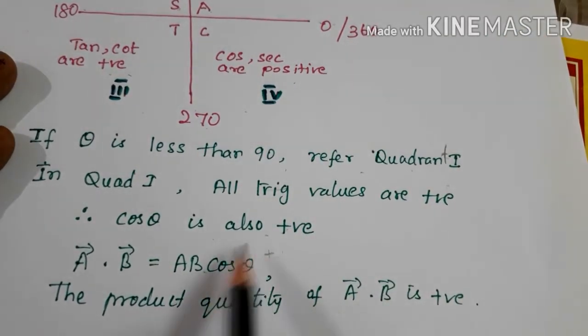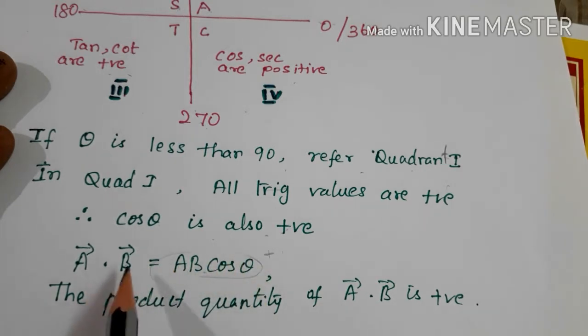In quadrant 1 all trigonometric values are positive. So cos theta is positive, and A dot B vector is AB cos theta, so this will also be positive. So the product quantity A vector dot B vector will be positive.